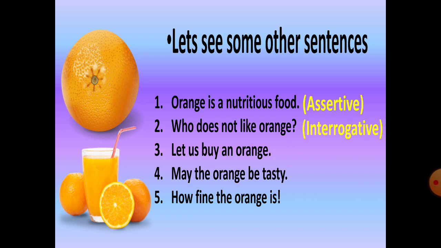Let's read the sentence. Let us buy an orange. চলো আমরা কমলা লেবু কিনি. Look at the meaning of the sentence. This sentence is suggesting something, that let us buy an orange.